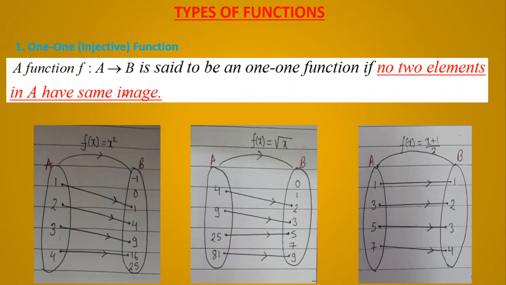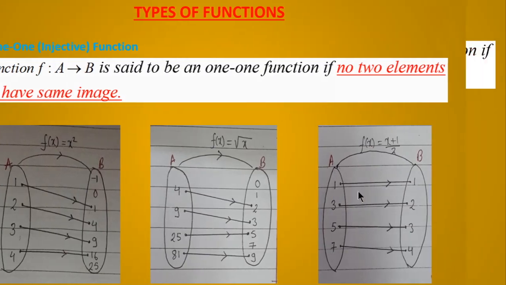Next, types of functions. First one is one-one function. If we have a function f from A to B, then we would say that this function is one-one if no two elements in A have same image. So here we can see in each example over here, no two elements of set A have same image. Therefore, these are the examples of one-one function.